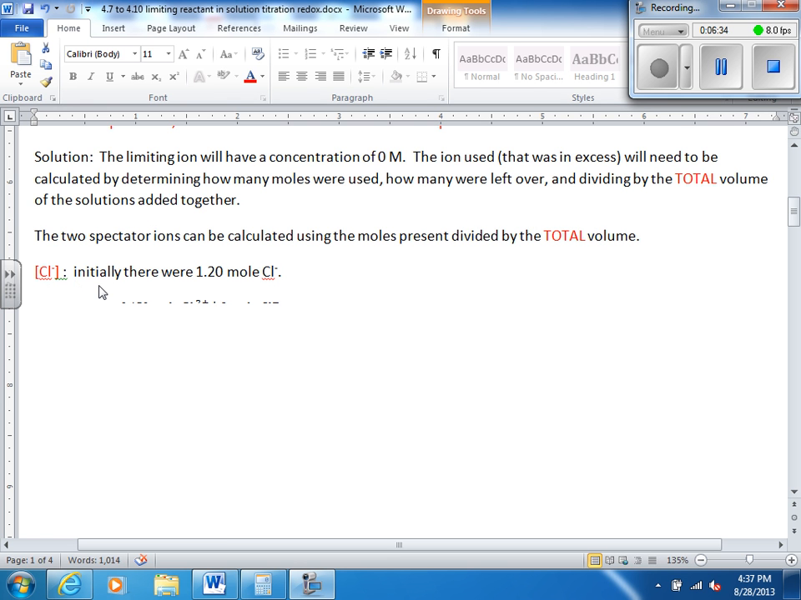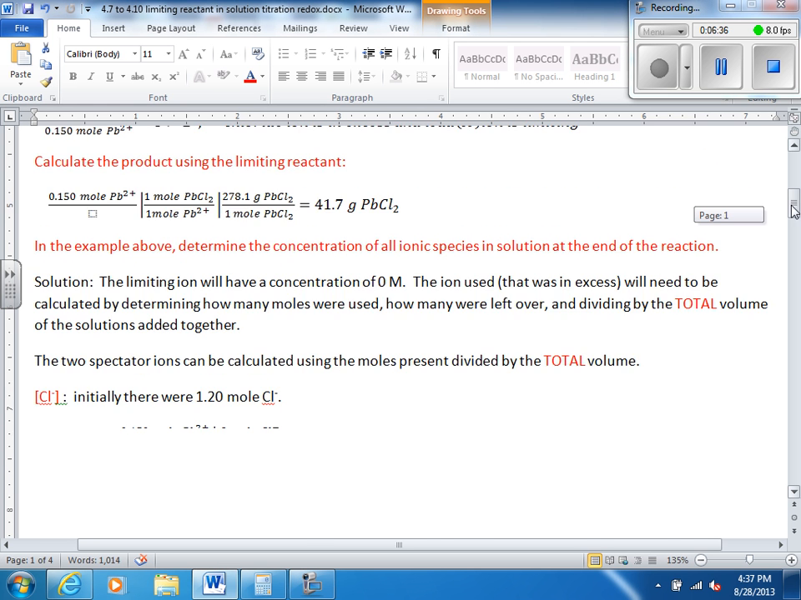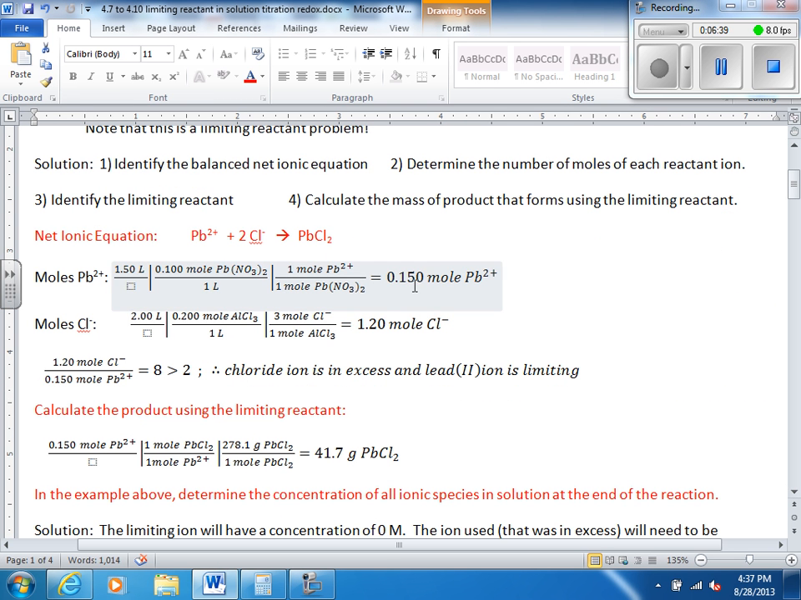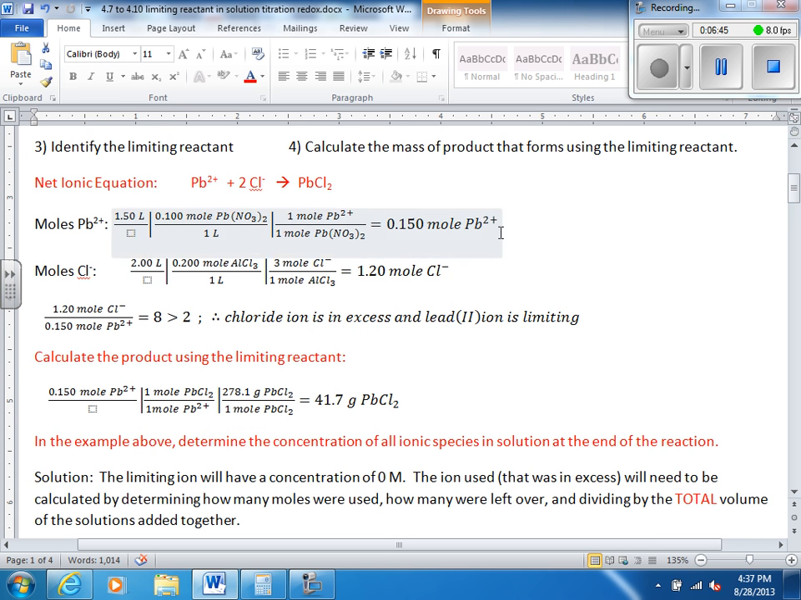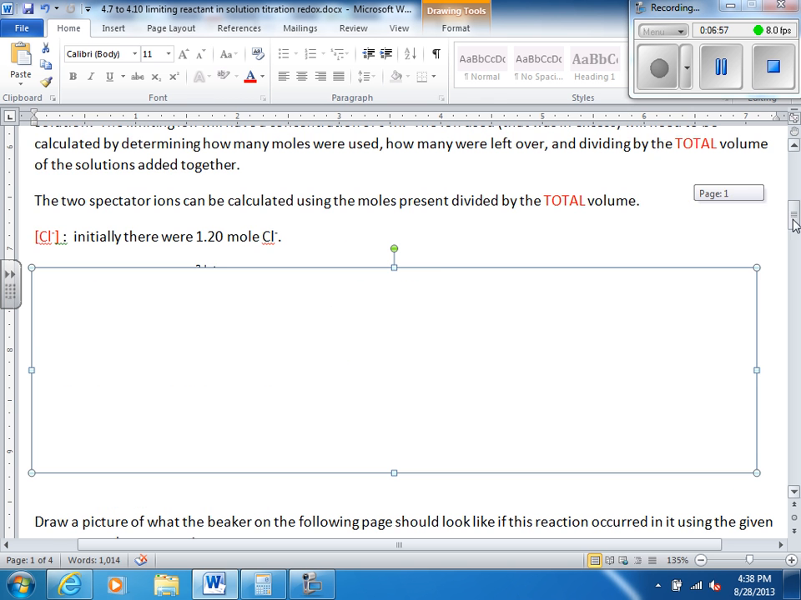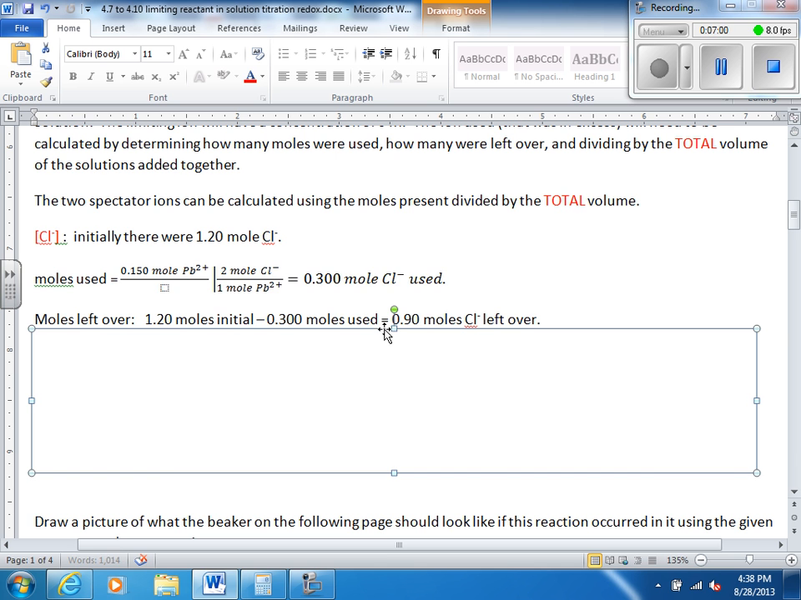Okay, so let's do the chloride. That's the hardest one. We had 1.2 moles of chloride ion right here. Now we have to calculate how much is left. So you should figure out how much chloride is used based on the amount of lead that reacted with the stoichiometric coefficients. You should actually just see it's going to be twice as much chloride as lead, so it's just going to double this. But pause it, do that on your own, and here is your solution. So the moles that we used, 0.30 moles used. So the moles of chloride ion left over would be our initial minus how much we used. So we have 0.9 moles left over.